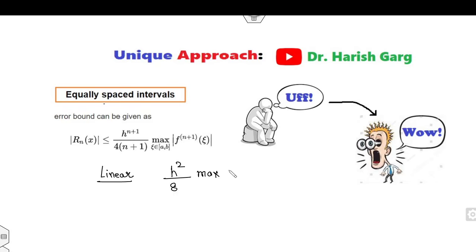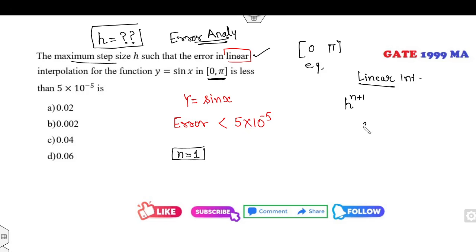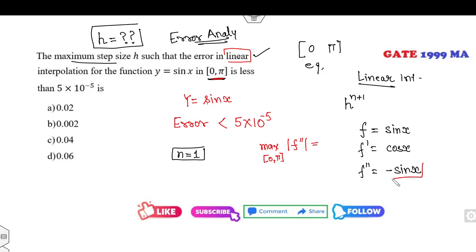Then your target is to find the maximum value of the second derivative. What is f(x)? f(x) is sin x. Can you find the second derivative of this? First derivative is cos x. Second derivative is minus sin x. Then your target is to find the maximum value of the second derivative on this interval. What is the maximum value of sin x over the interval 0 to pi? The maximum value of sin x is 1.